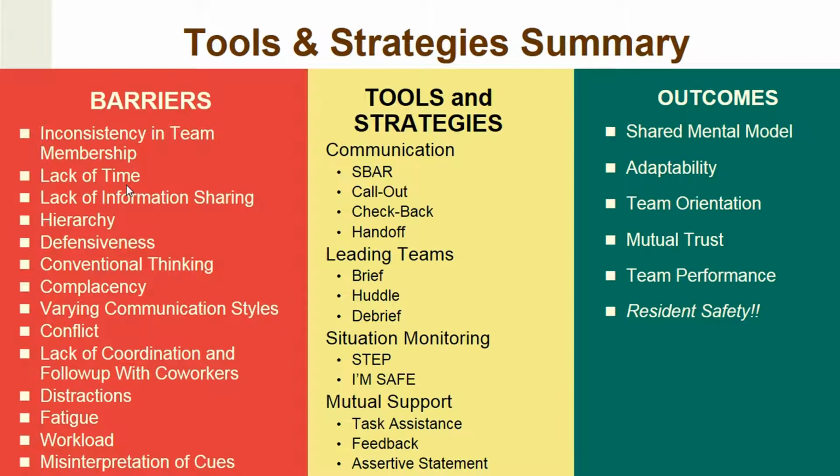This should be something that looks familiar to you. If you look at the barriers on the left-hand side, these are all the things that inhibit a good team and can negatively impact outcomes and patient safety. We're going to review all the tools and strategy in the middle bar, the tools and strategy yellow bar, and then this all leads to the green bar, the outcomes that we're looking for.